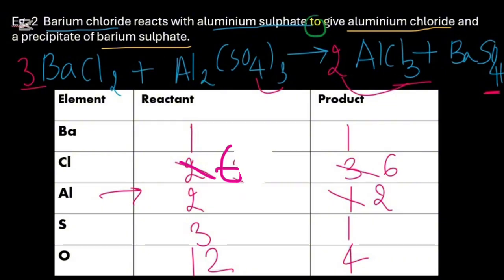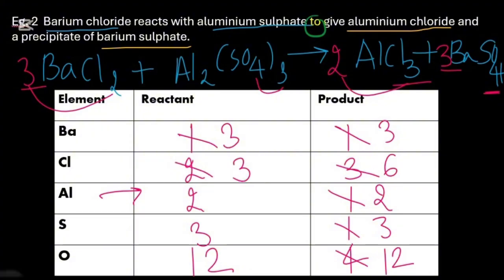But while balancing the chloride, barium became unbalanced. Barium is now 3, so we have to put a coefficient 3 in front of barium sulfate, so the barium became balanced. Now with that sulfur becomes 3 and oxygen becomes 12. So the equation is balanced now.